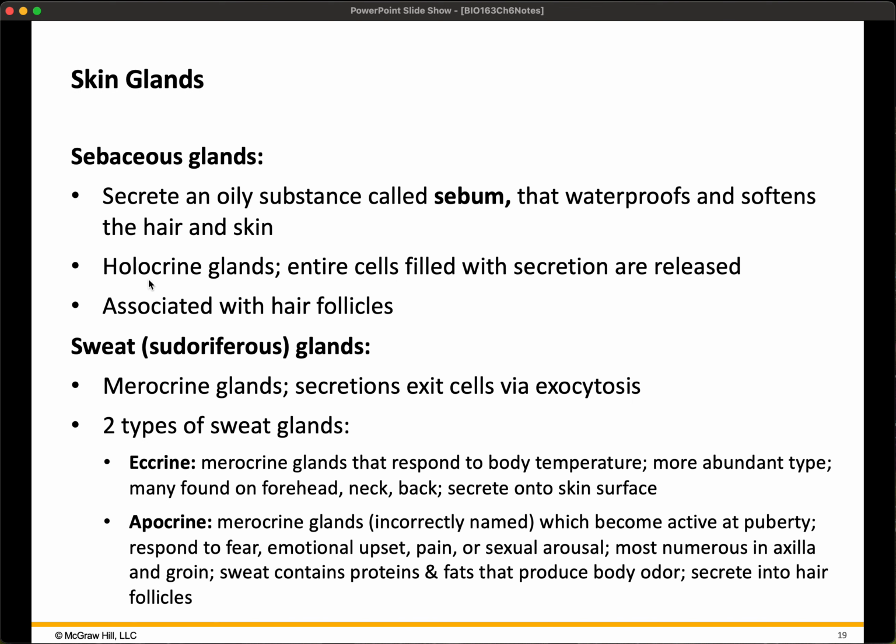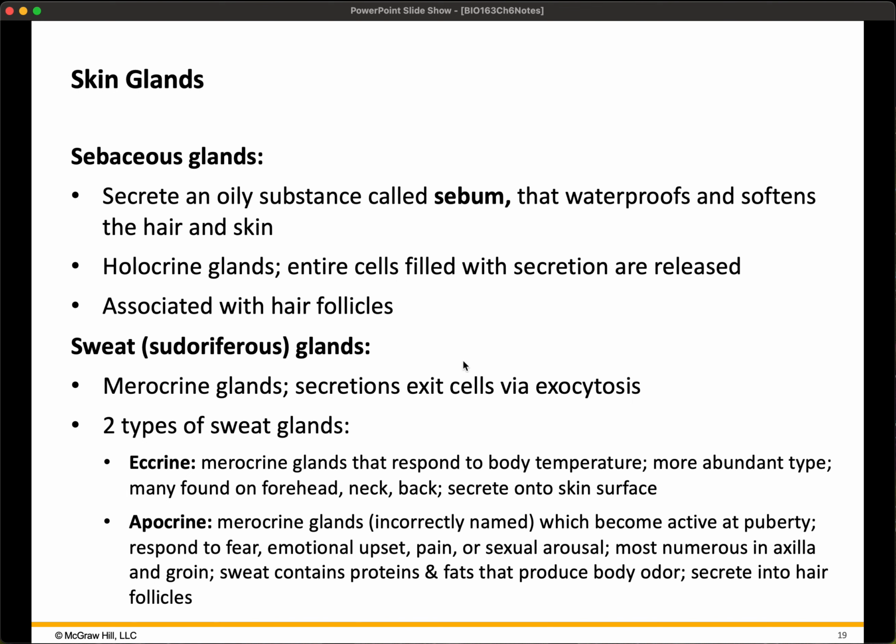These are a type of holocrine glands, so they're actually bursting open to release their secretion once they're fully matured. And again, they're associated directly with hair follicles. Your sweat glands are also called sudoriferous glands. So you'll hear both of those terms. Sweat is obviously a little bit more common for what most of us understand. But if you hear sudoriferous, it's also just referring to your sweat glands.